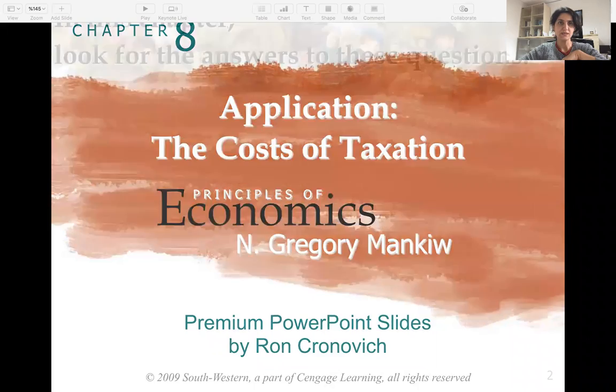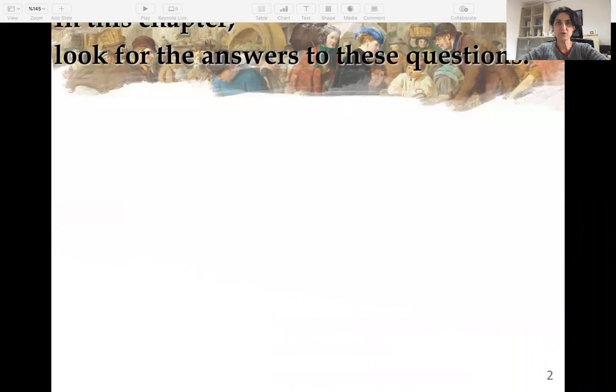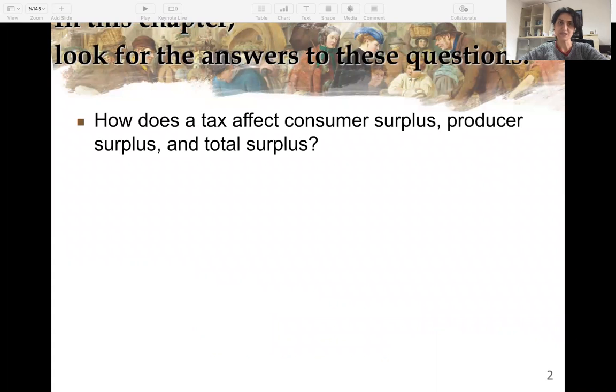In this chapter we are going to look for the answers to these questions. How does a tax affect consumer surplus, producer surplus, and total surplus? We know that total surplus is maximized at the competitive equilibrium level, right? But with the tax, whether it falls on the consumer or the seller, it decreases the competitive equilibrium quantity. If production is below the equilibrium quantity, we are going to have some deadweight loss. So total surplus is not maximized.